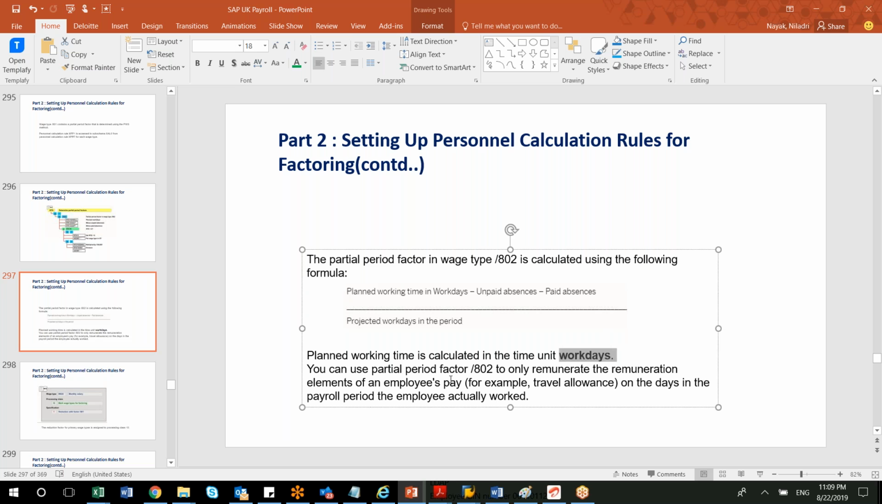Also here you can see, you can use the partial period factor to remunerate the remuneration elements of an employee's pay, like if you are paying some travel allowance depending upon your payroll period.